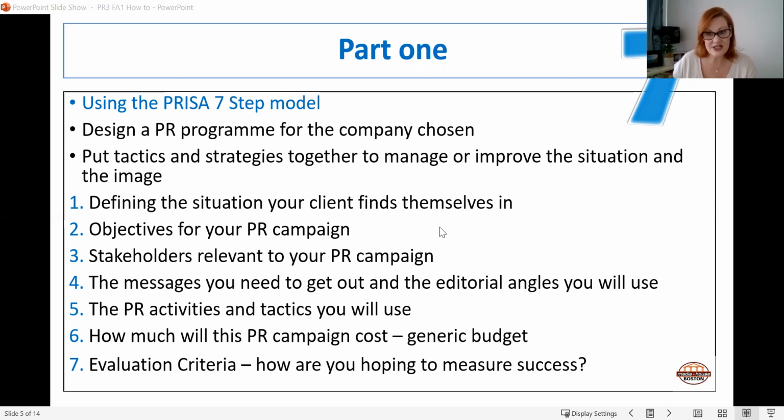You're going to need a budget. How much will this PR campaign cost? And then how are you hoping to measure success? Your evaluation criteria need to match up with your objectives in terms of, did the campaign, or will this campaign, reach your objectives and fix the reputation of the organization?